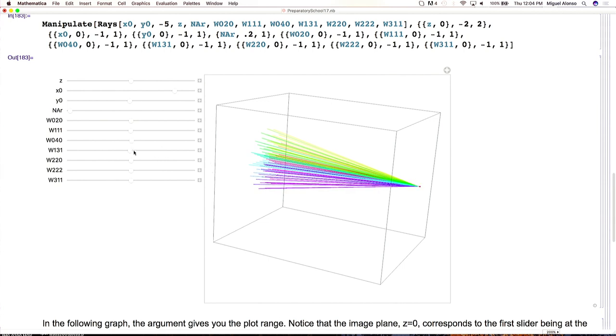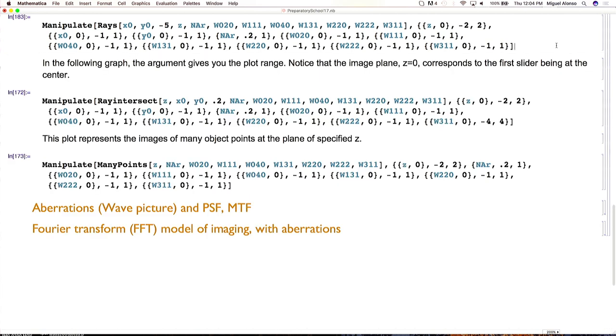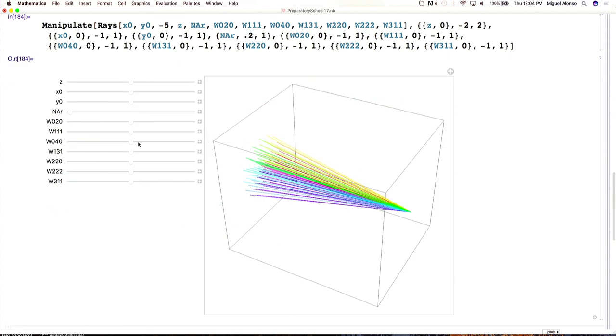Coma. Okay, let me do this. I'm going to run this again so it resets my values. What happens now if I add coma? What will happen? Any guesses? Nothing, because I'm at the center. So if I add coma, I can add all the coma I want, nothing happens, because I am thinking of an object that is at the center here. I have to move off the center to see some effects.